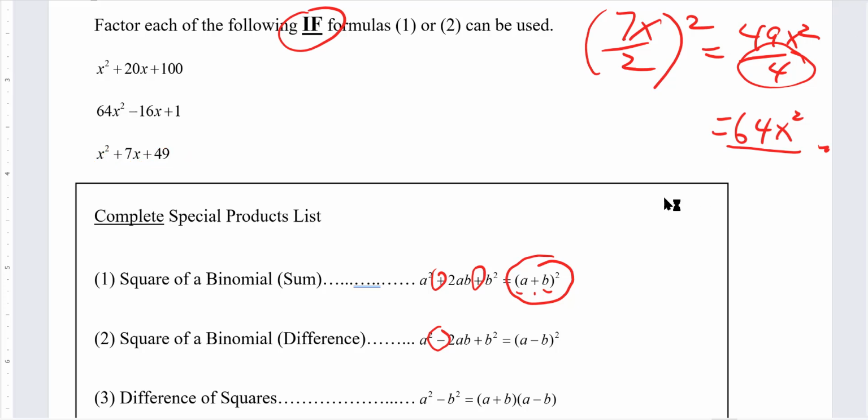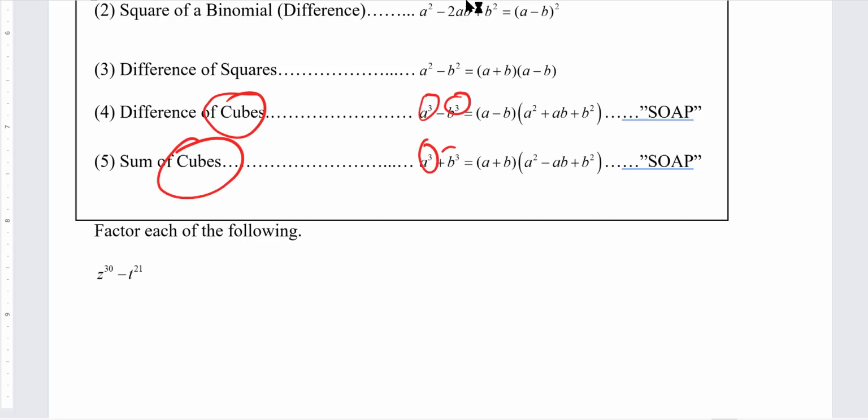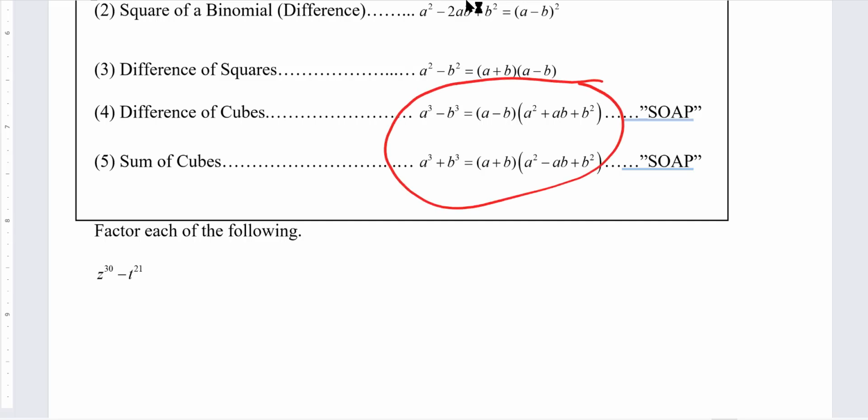Okay, so that's how 1 and 2 work. Then there's 3, 4, and 5. Now, 4 and 5 have cubes in them. You see the cubes. The first one's called the difference of cubes because it's got subtraction, which means you have a difference. The second one's called the sum of cubes. Both of these formulas are identical except for the signs.